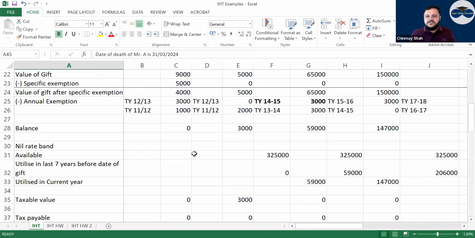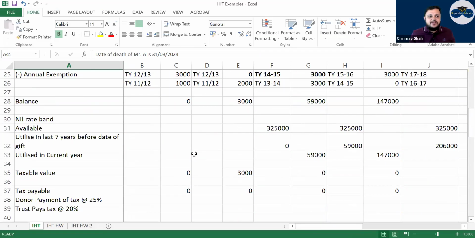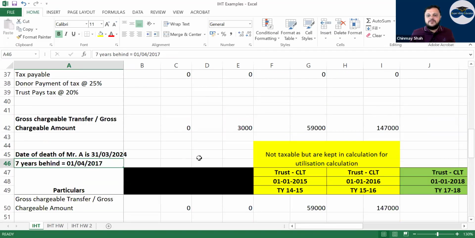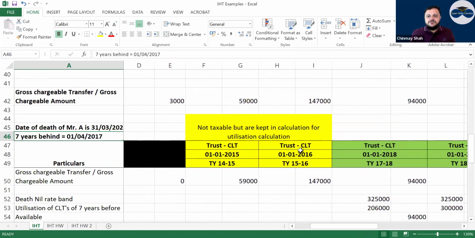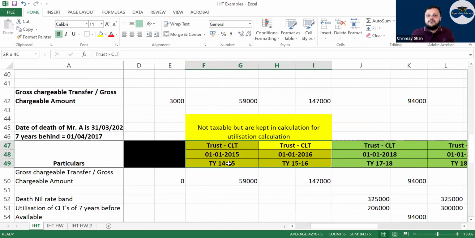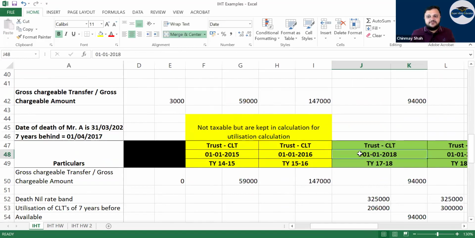All these PETs and CLTs were there, correct? So I went 7 years from the date of the death. So that is how much? 1417. So these CLTs are not taxable but are kept in calculation for utilization purpose, right? So when you go back 7 years, this CLT's utilization will be used, right?